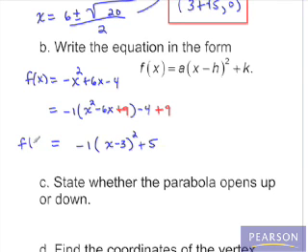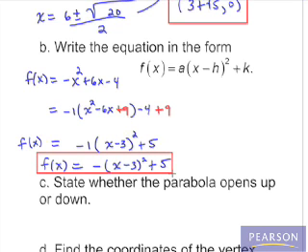So here is our function written in the alternative form. We have negative 1 times the quantity x minus 3 squared plus 5, and to clean this up a little bit, we could drop the 1 out in front. So we could look at it as f of x equals negative 1 times the quantity x minus 3 quantity squared plus 5. And we'll draw a box around that. There's our answer for part B.